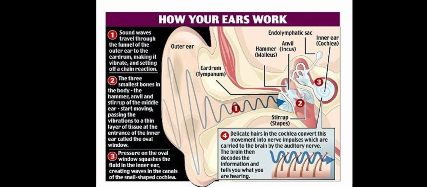Pressure on the oval window squashes the fluid in the inner ear, creating waves in the canals of the snail-shaped cochlea. So, as we already know, there are fluids in the inner ear, so it creates a wave in the canals of the snail-shaped cochlea. From there, delicate hairs in the cochlea convert this movement into nerve impulses, which are carried to the brain by the auditory nerve. The brain then decodes the information and tells you what you are hearing.